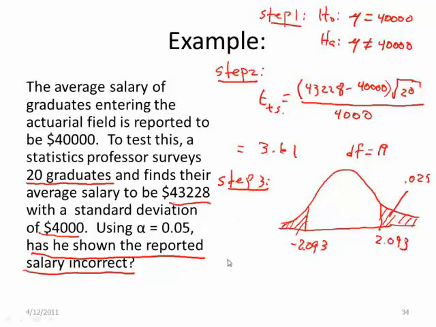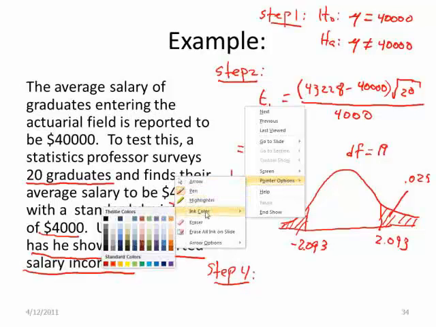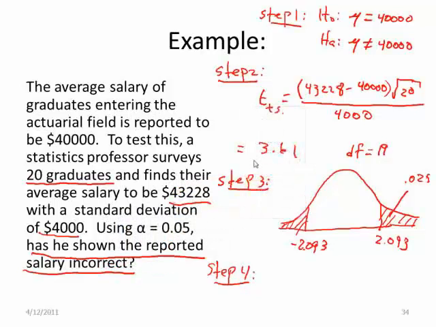Now step number 4, we need to make a decision based on where our critical value, or where our test statistic falls. Here, we have that our test statistic is 3.61, which is way up here. So our test statistic falls in the rejection region. So step number 4, we reject the null hypothesis.